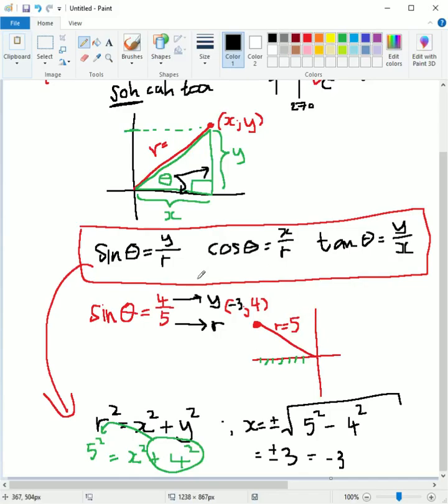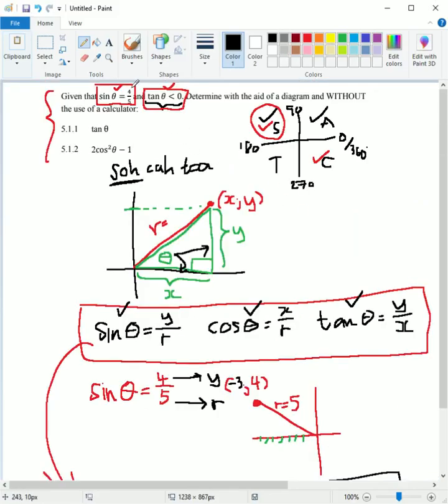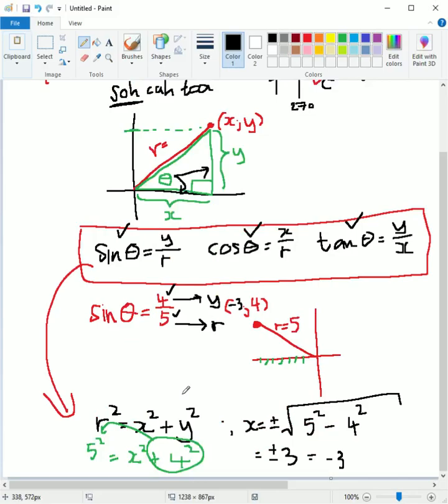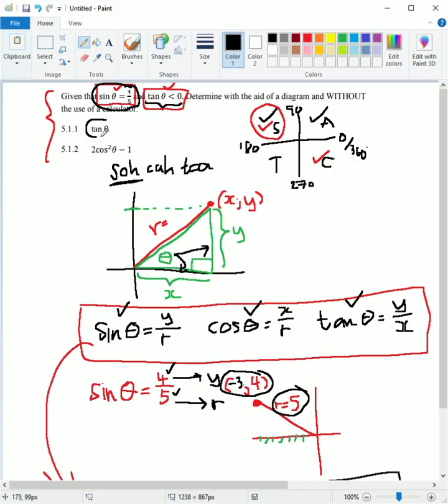Okay, so what did we do? We used these ratios and our information from our question to help us find x, y, and r. That told us what y was, it told us what r was. We used Pythagoras in order to find what x was. Now that we have x, y, and r, we can go back to our question and we can solve this. So how are we going to solve it?